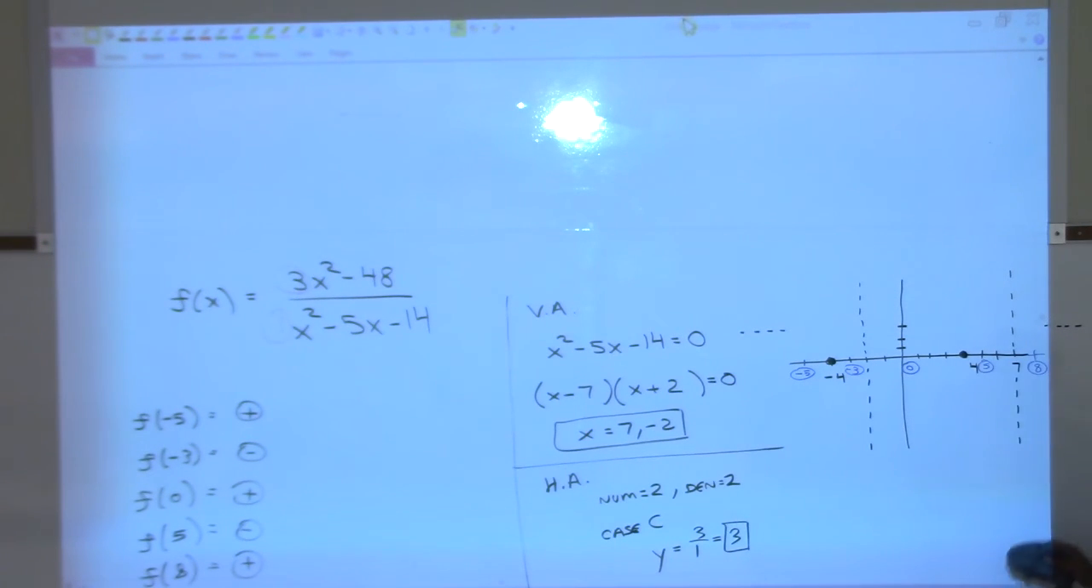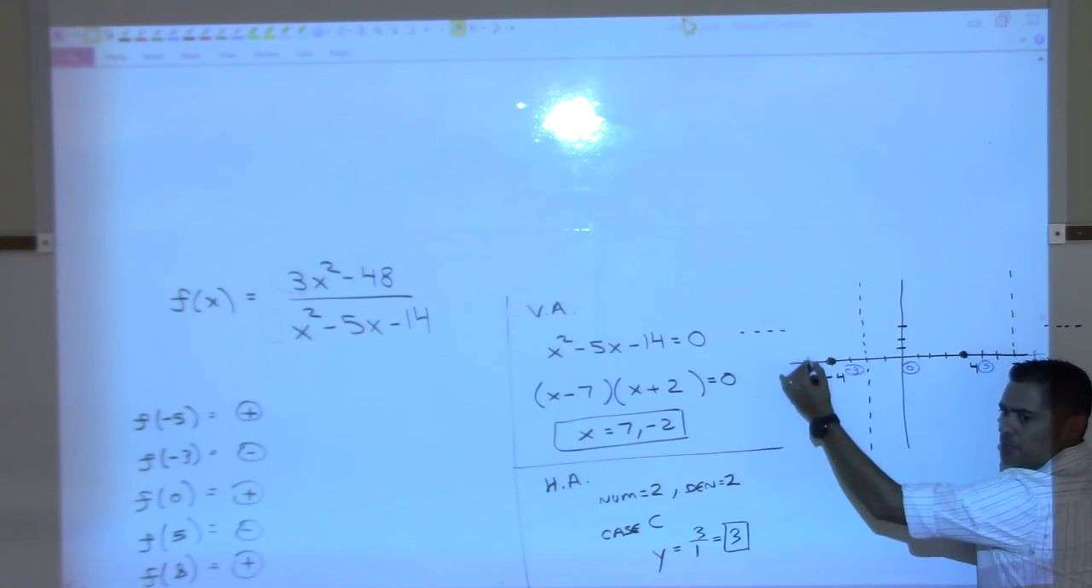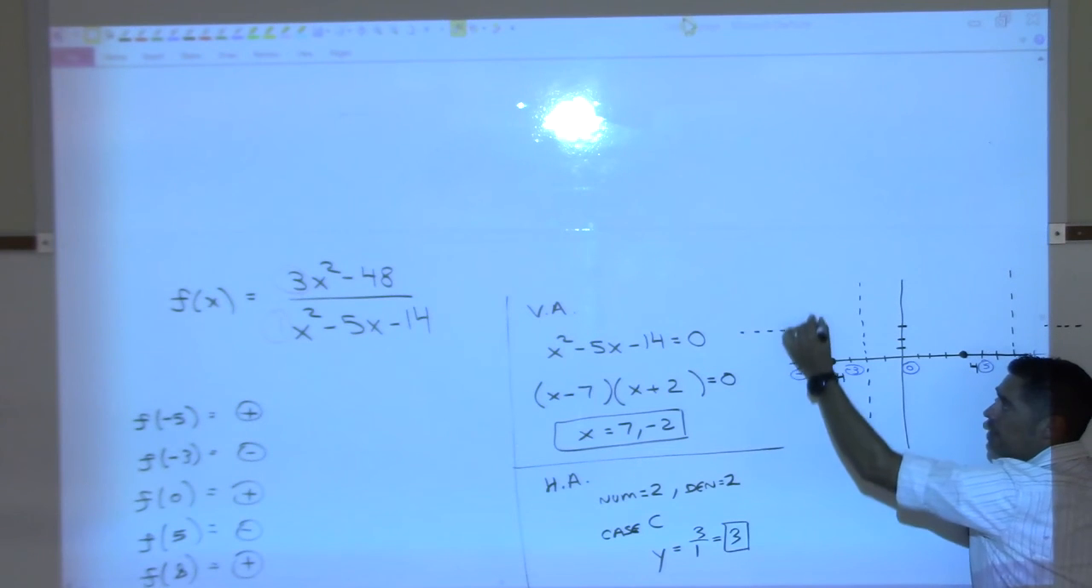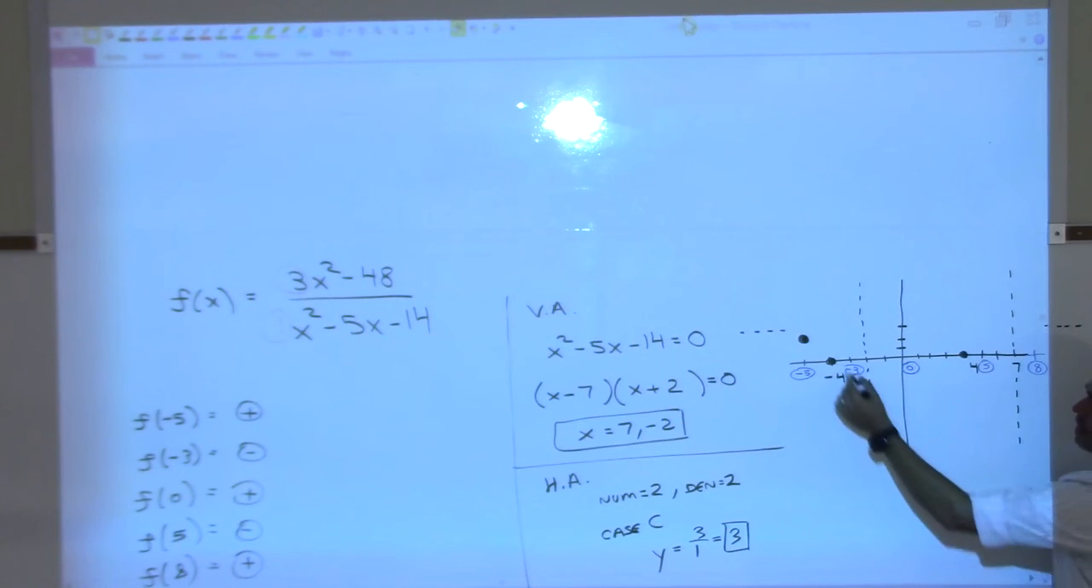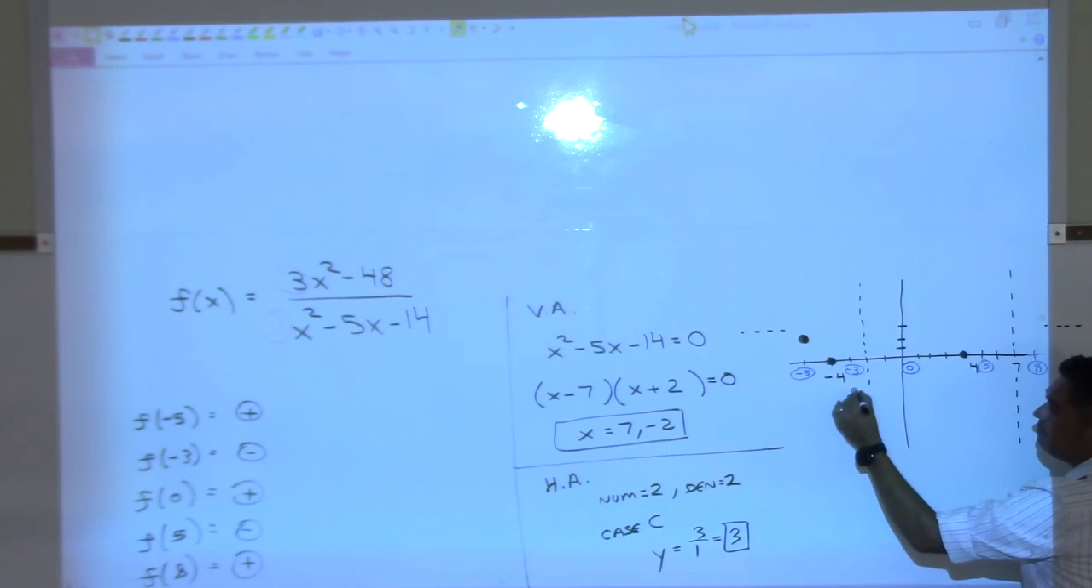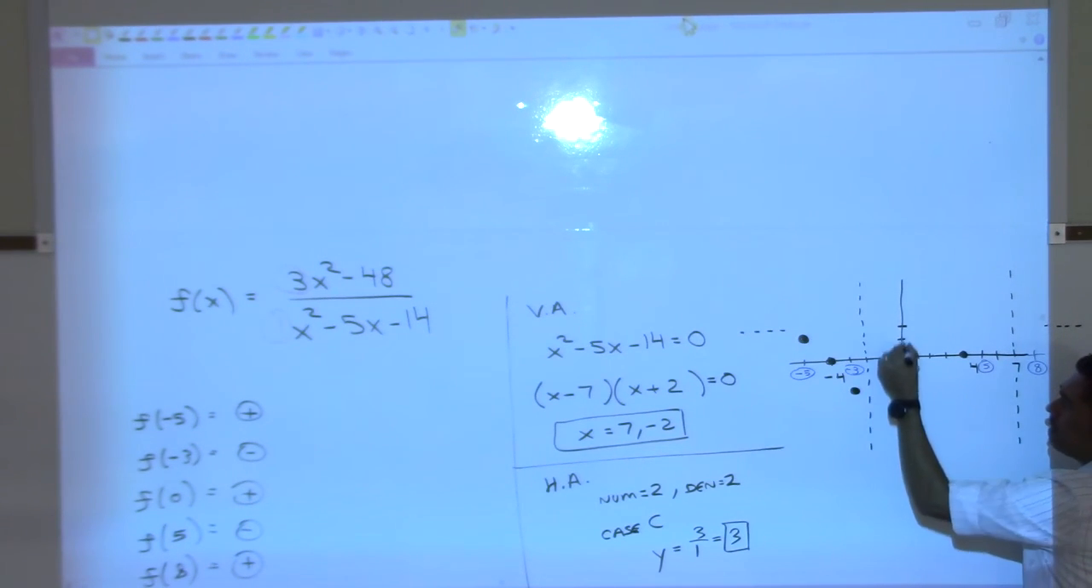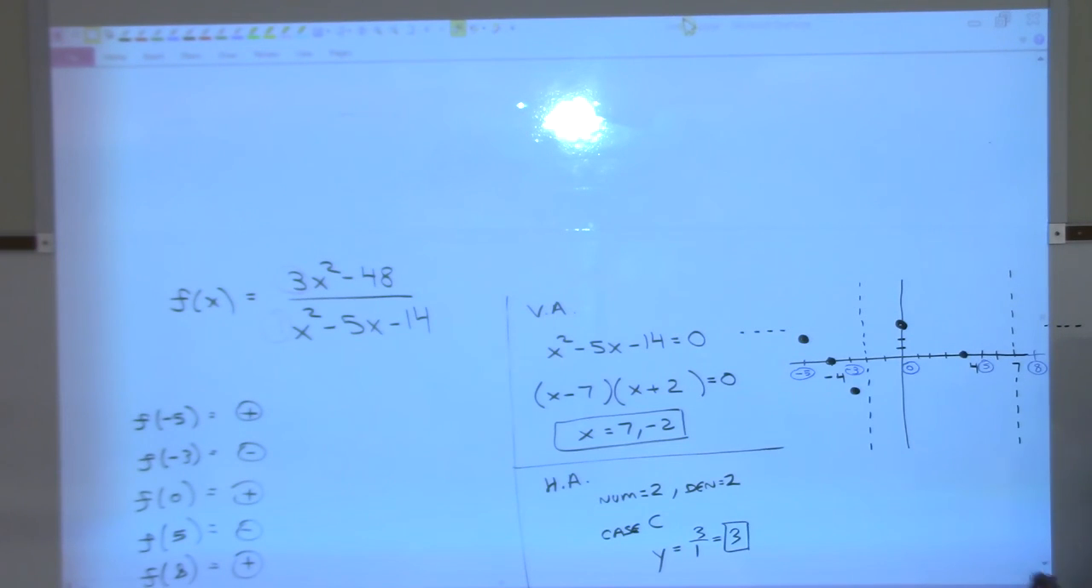So at -5, you get a positive number, which means you put a dot anywhere above. Doesn't matter. You can go above that dotted line or below. I don't care where you go. I'm just going to put it right there. At -3, you're negative, so down. At 0, you're positive. I'll just put it here. That doesn't matter again where it goes. And then at 5, you're down, and at 8, you're up. And then you have to connect the dots.